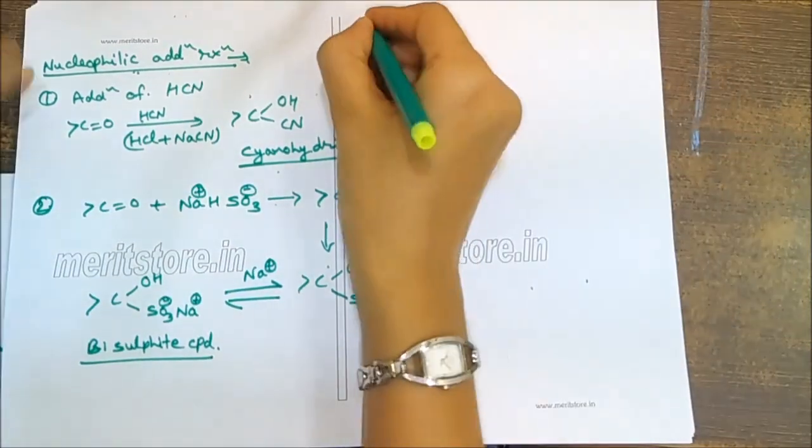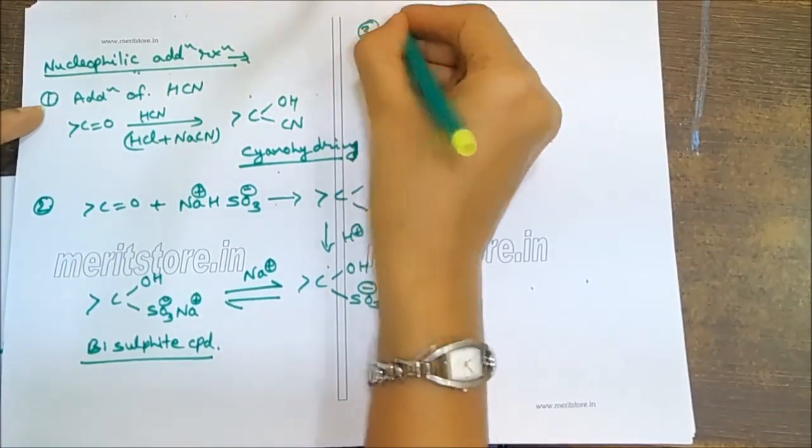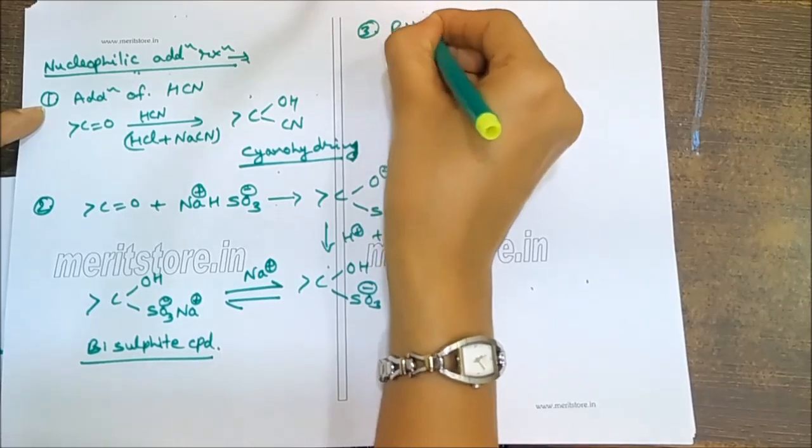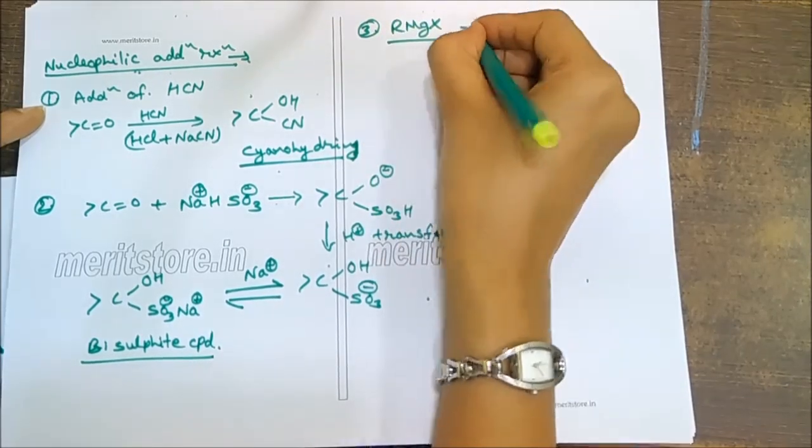Now the third is addition of Grignard reagent. What is Grignard reagent? This is RMgX.